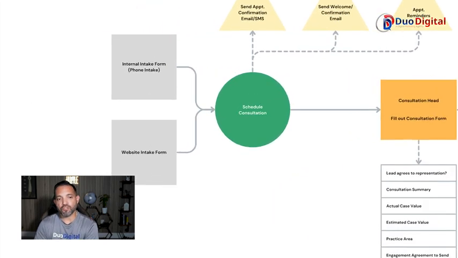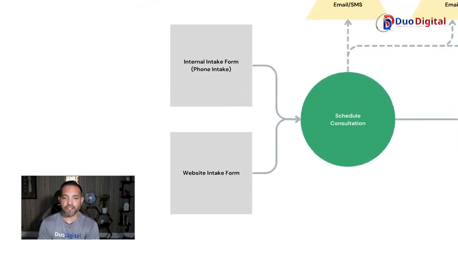First, there are two ways that a lead comes into their firm. One, they call and the person on the phone fills out an intake form: name, phone number, email, practice area, what it is that they need help with. Then they try to schedule a consultation. Or they can also come from the website, right? They fill out a form on the website, on the contact page most likely, or on the landing page, and they come in as a lead.